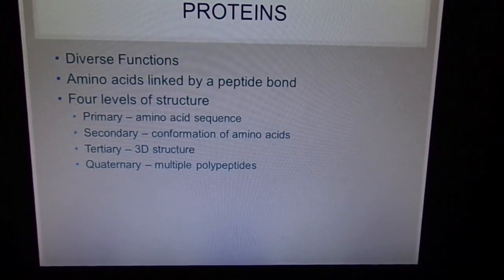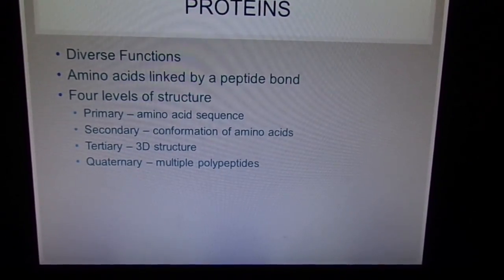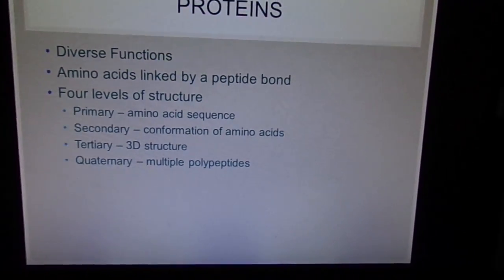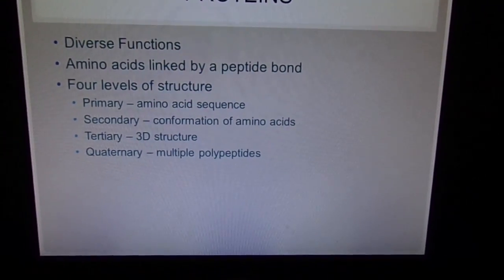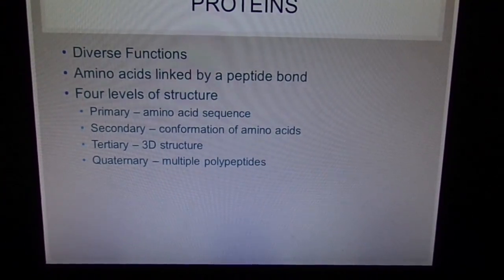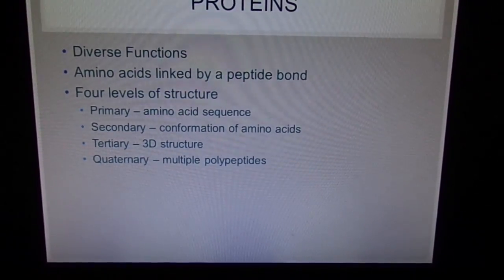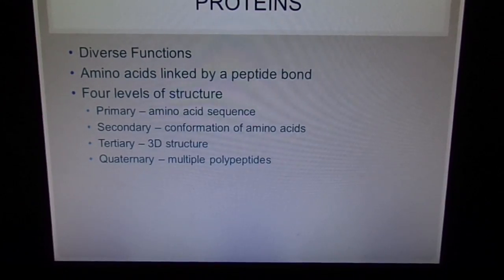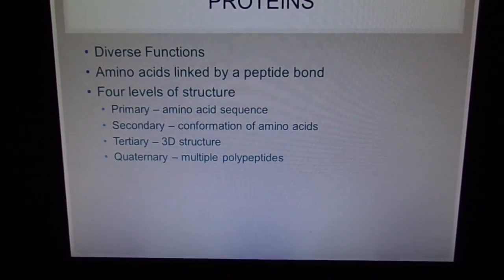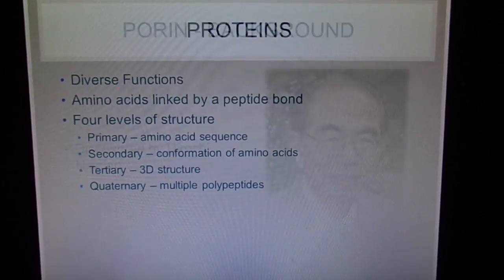Secondary is the conformation of the amino acids. So are they beta sheets? Are they anti-parallel beta sheets? Alpha helices? The third is the tertiary structure. That's the 3D structure of how all of those fold up together. And the quaternary is if you have multiple polypeptides linked together.